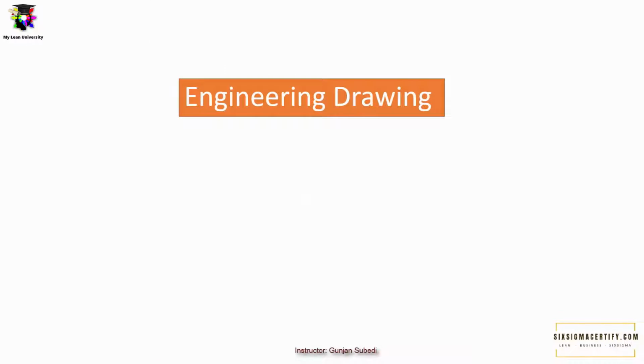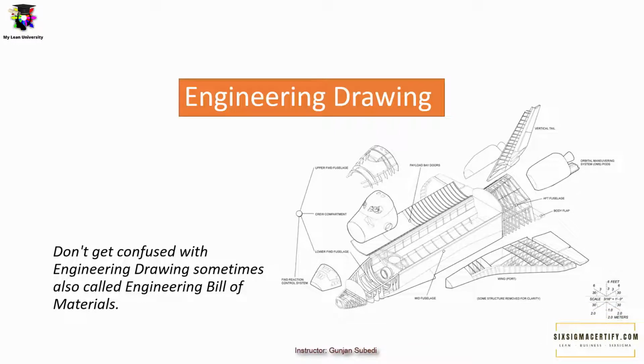There is also another similar document which we might have seen during purchase of any electronic items. It may contain the drawing of material with individual parts and dimensions. This is called engineering bill of materials or sometimes called engineering drawing. Don't get confused with this document. We are talking about the bill of materials for purchase.